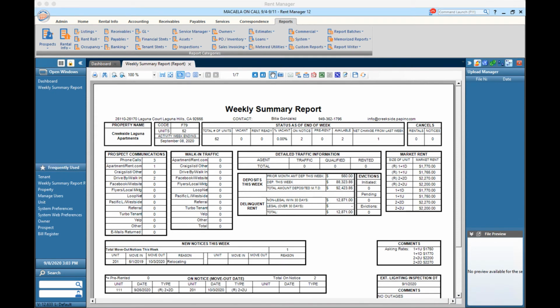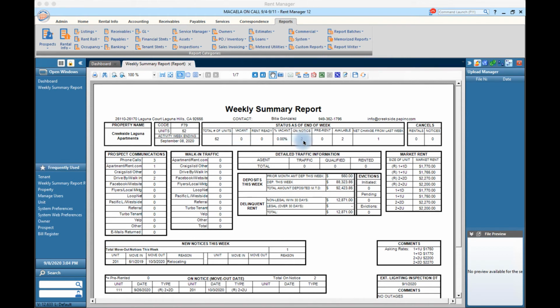Okay, so I pulled a couple different reports. This one is for Creekside. The first thing that I like to do is look at this just so I know exactly what I could expect for the report. So 52 units total, 0 vacant, so 100% full, which is great.